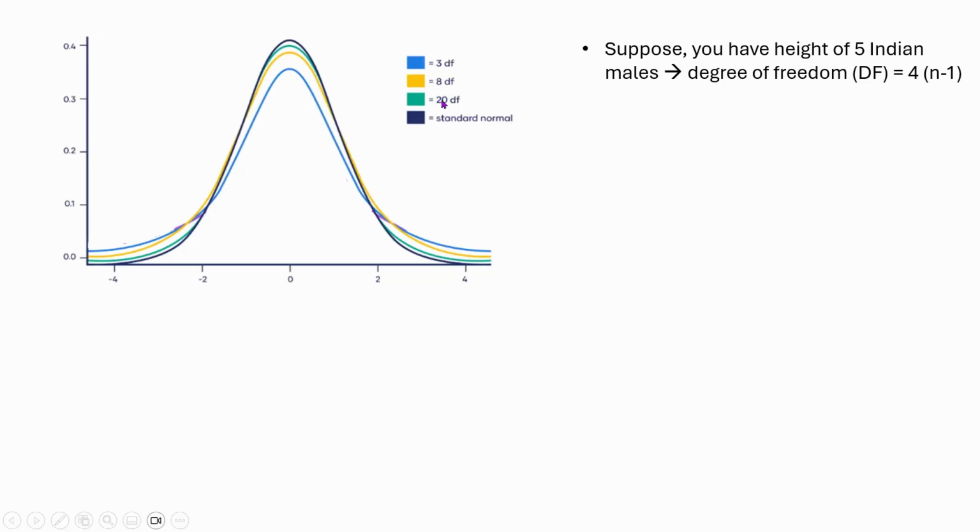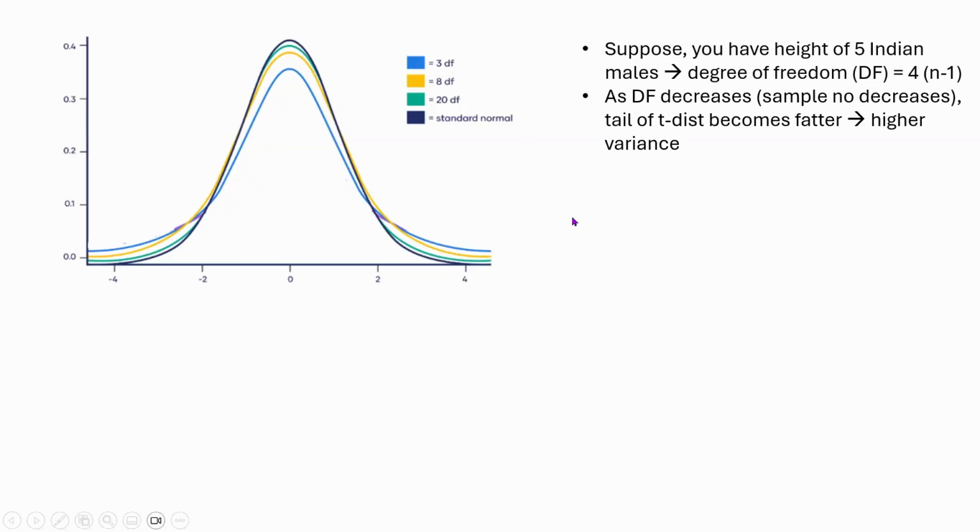As we keep increasing the sample number and in turn the degrees of freedom, you can see that the green curve right here is very close to the normal distribution, right? So the tail becomes less and less fat. What it actually means is your variance is decreasing.